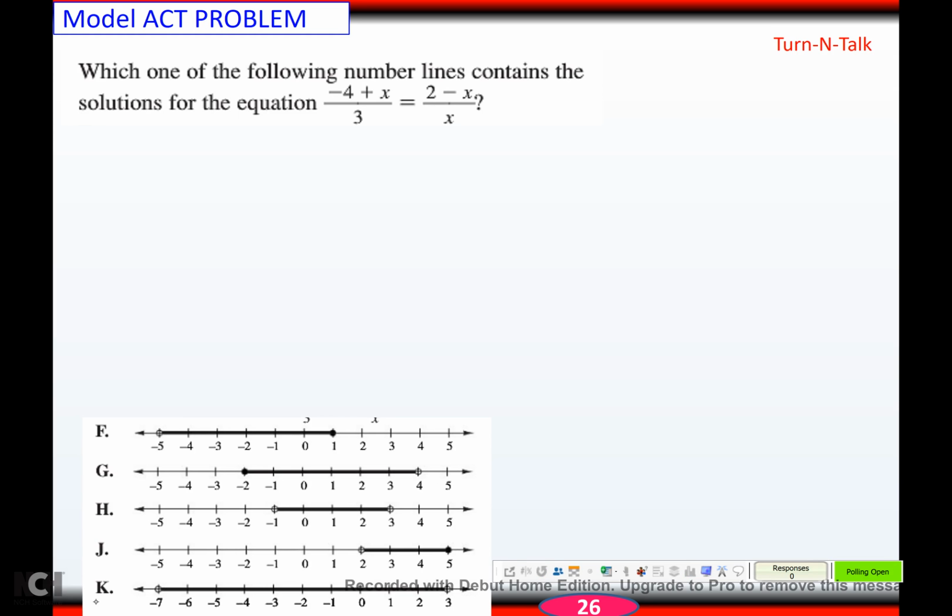Alright, try this one. Hit pause, come back when you're ready.